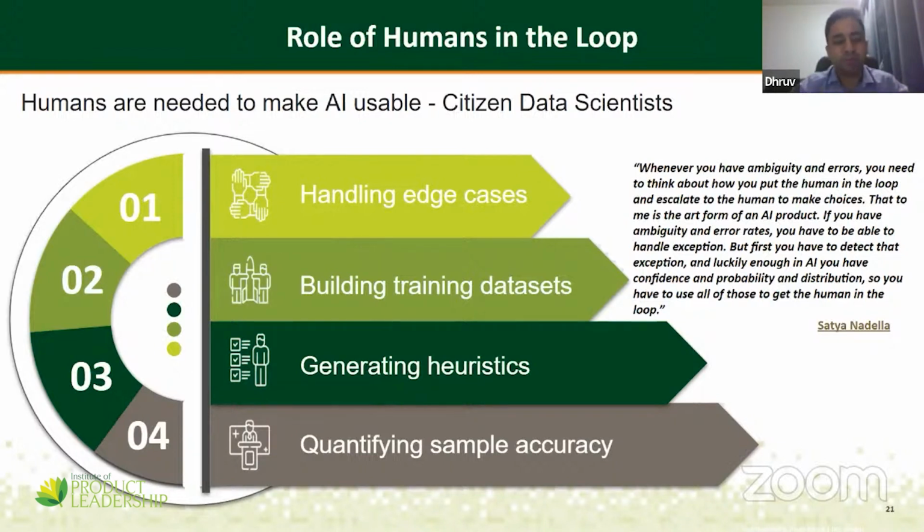And so these are the 3 or 4 reasons why humans are needed to make AI usable. And there are many business models around it, and some of the largest organizations use a lot of people to make AI usable or build AI which is of high accuracy.